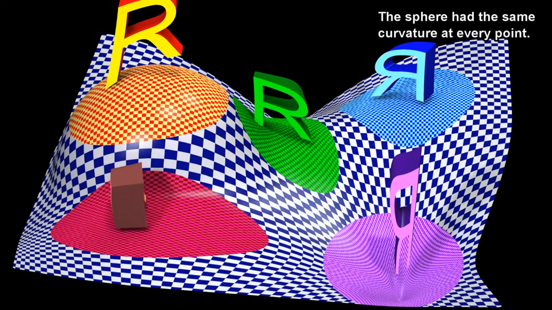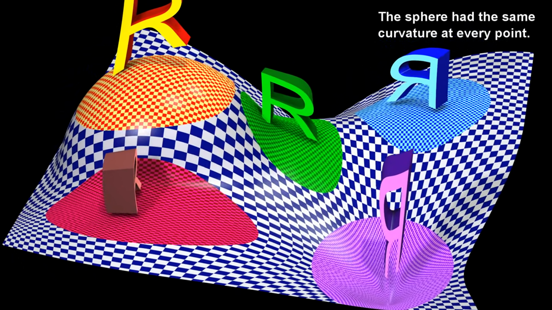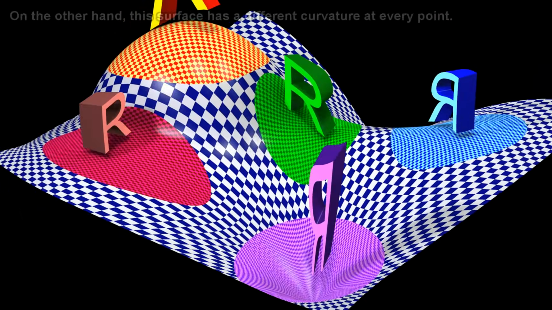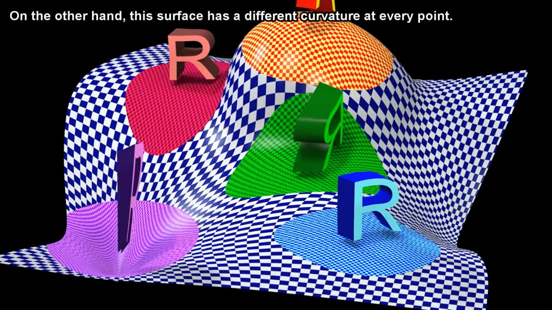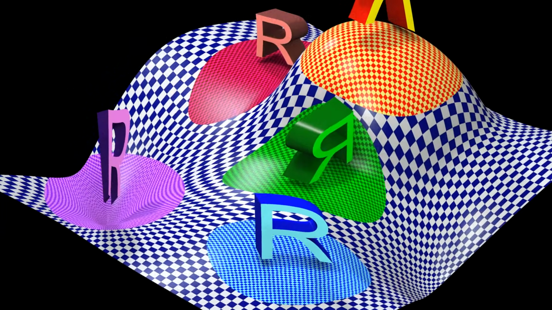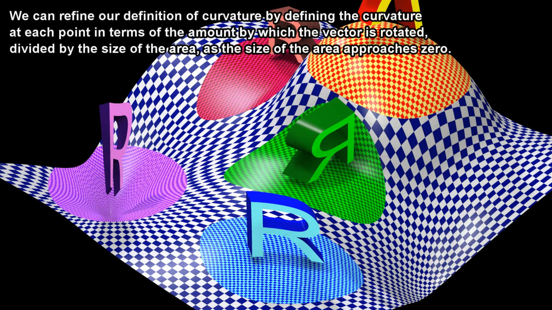The sphere had the same curvature at every point. On the other hand, this surface has a different curvature at every point. We can refine our definition of curvature by defining the curvature at each point in terms of the amount by which the vector is rotated, divided by the size of the area as the size of the area approaches 0.